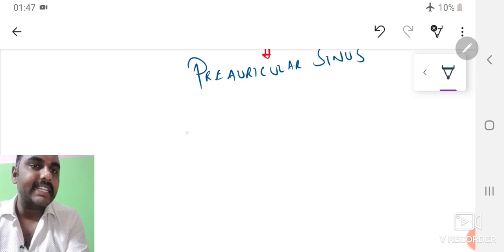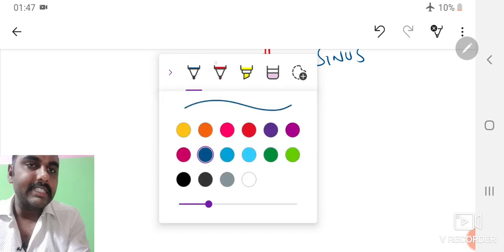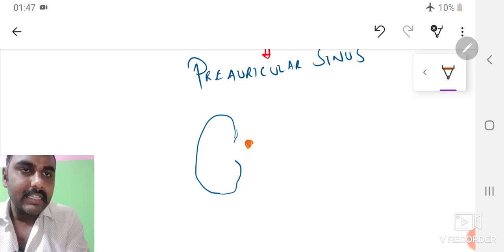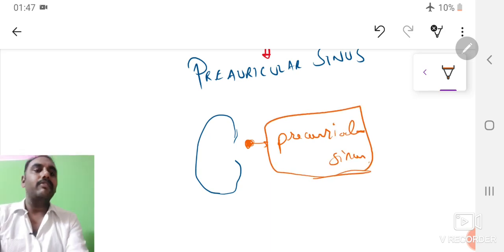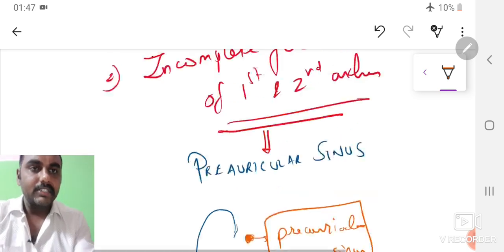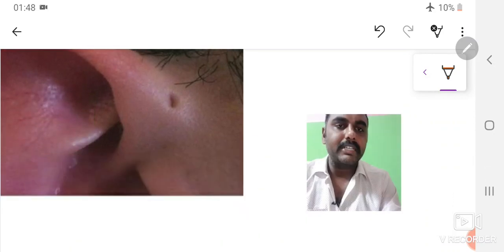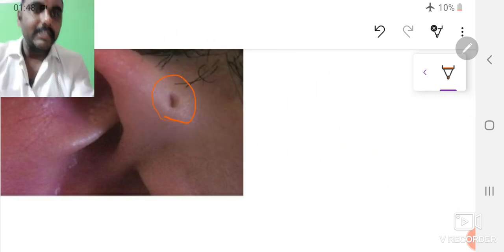So if there is incomplete fusion of the first and second arches, say if this is the pinna, just in front of the pinna there occurs an empty pit. This is called preauricular sinus. The reason is incomplete fusion between the first and second arches. So how it will appear is, okay, this is a picture of the preauricular sinus. Here this is a pinna, and there is a pit just in front of the pinna. This indicates a preauricular sinus.